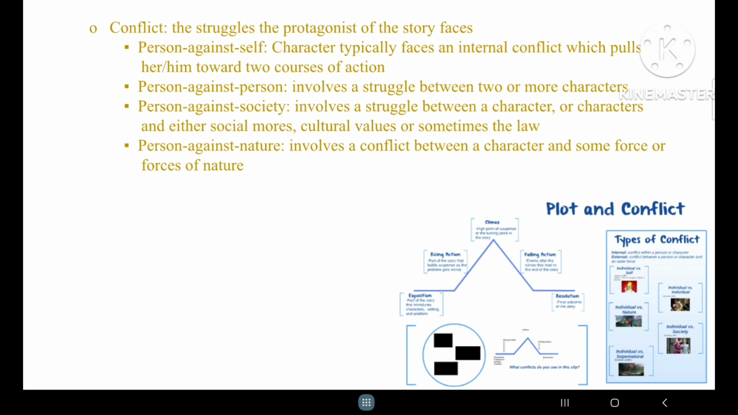In the conflict between person against self, the character typically faces an internal conflict which pulls him towards two courses of action. The conflict between person against person involves a struggle between two or more characters. The conflict between person against society involves a struggle between a character or characters and either social or cultural values and sometimes the law. The conflict between person against nature involves a conflict between a character and some force or forces of nature.